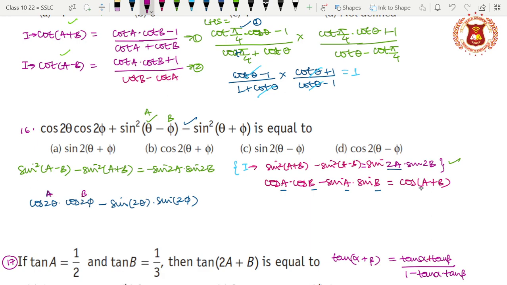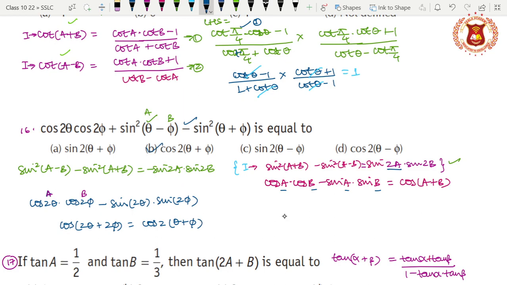Therefore this expression using this identity reduces to what here? Cos 2 theta into cos 2 phi minus sin 2 theta into sin 2 phi is equal to cos of (a plus b). Cos of a is 2 theta plus b is 2 phi. I can take 2 common out here, 2 of (theta plus phi). The answer is option B.